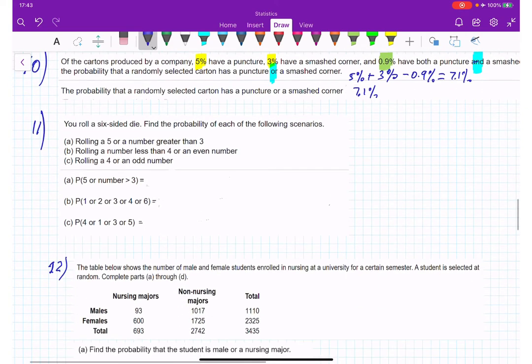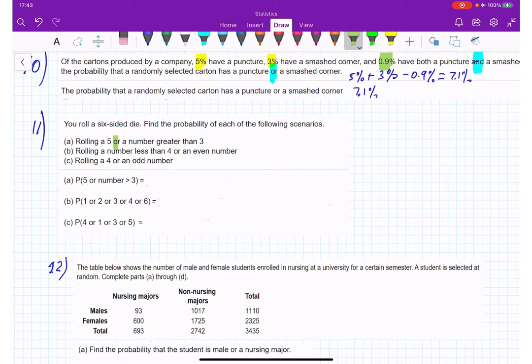Question number 11. You roll a 6-sided die. Find the probability of each of the following scenarios. Roll a 5 or, see here we have "or," which means we are going to add, a number that's greater than 3. So what's the probability of 5?